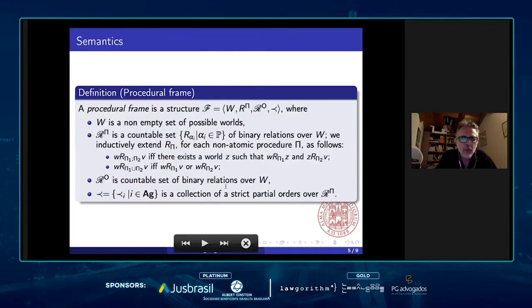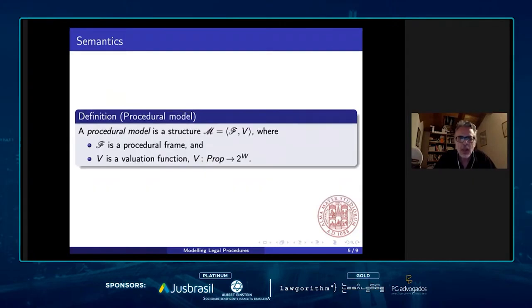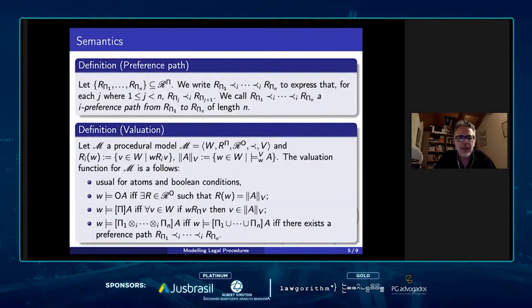Then we have also the obligation. I will tell you more about that. And then you have a preference, or a collection of strict partial orders over the set of the accessibility relations for the procedures. Then you have the model in the usual way, and then we have evaluations. The evaluation of formulae.